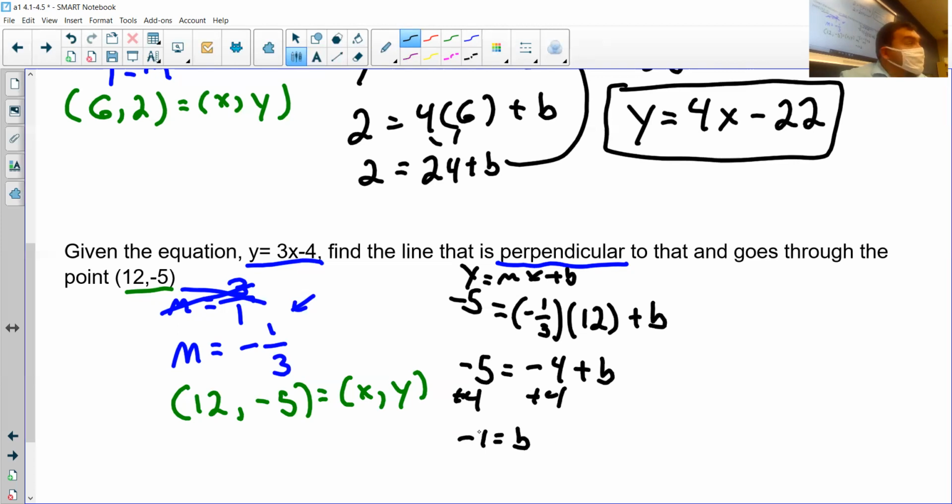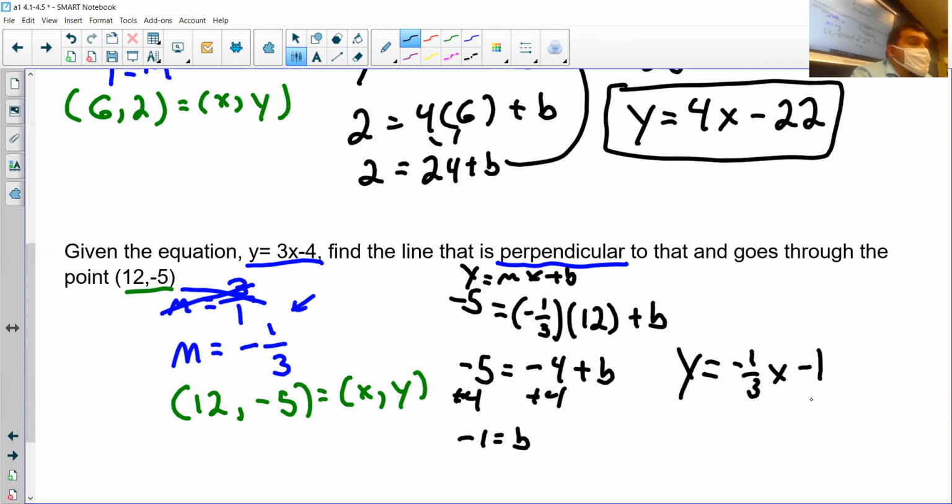So -1 equals b. Then we just plug it into the equation. y equals my new m, -1/3, x minus my new b, which is -1. It's just nicer to write just minus. Go ahead, Ethan.